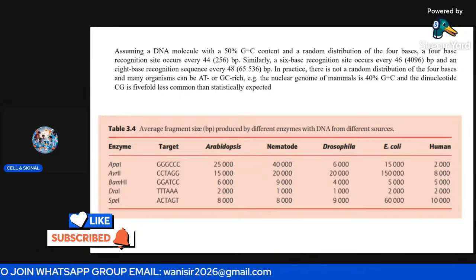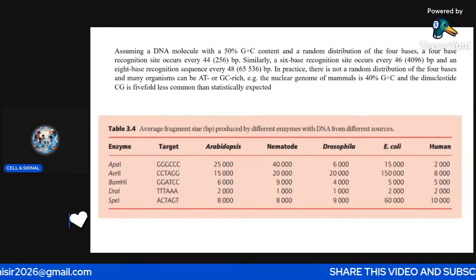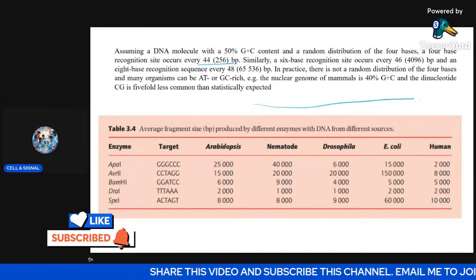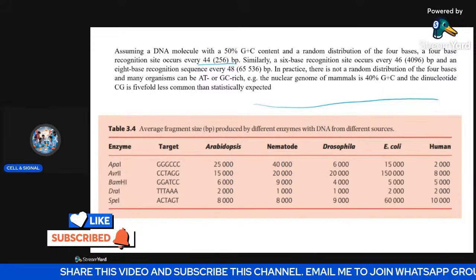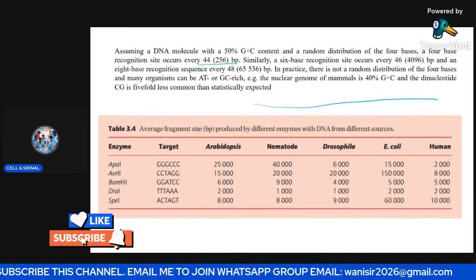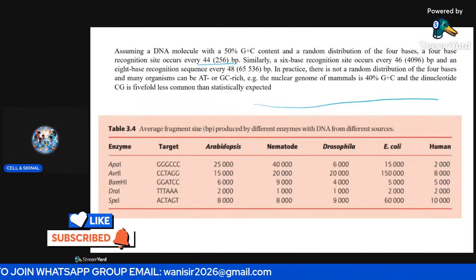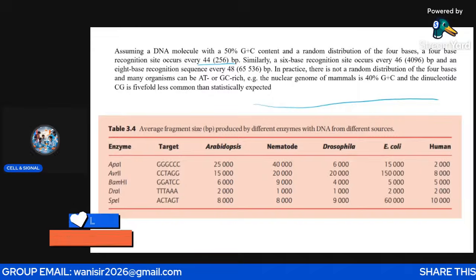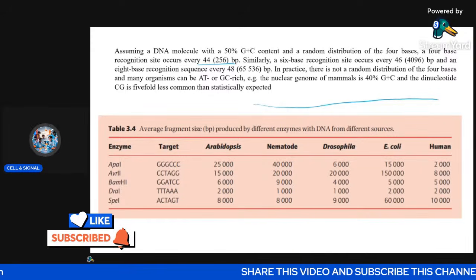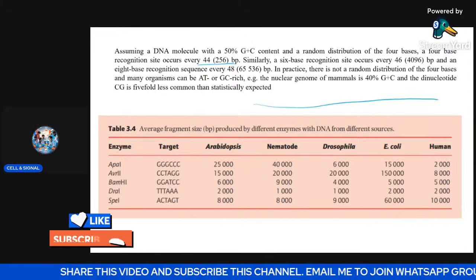That means the four-base recognition site occurs every 4^4 base pairs. So that means in a DNA, this is how often these restriction recognition sites come. If it is a four base pair site, it will come after 4^4 base pairs, and if it is a six base pair recognition site, it occurs every 4^6 base pairs, and an eight base pair recognition sequence every 4^8 base pairs.